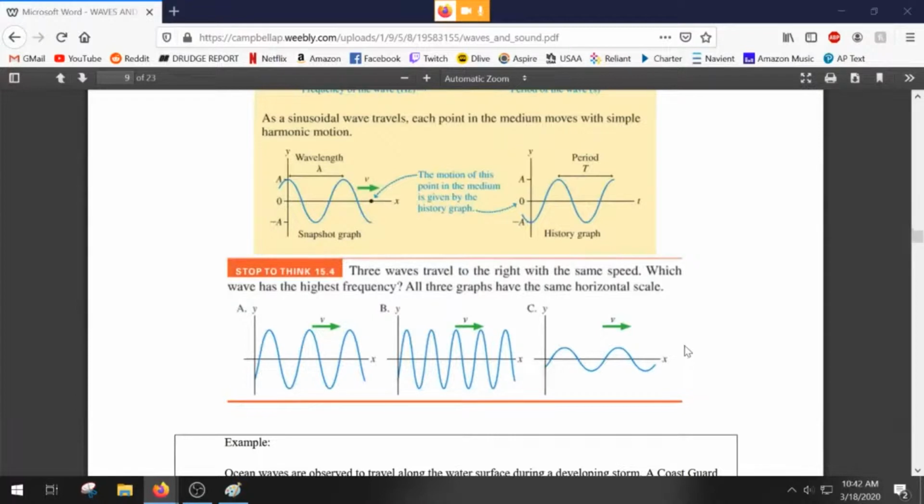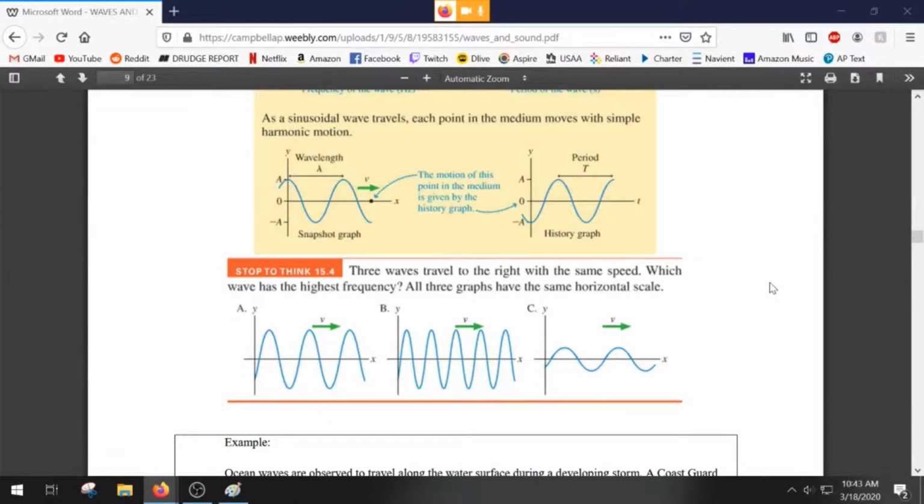And again, your frequency is how many times a cycle happens per second. So in this case, we're talking about how many complete waves occur in 1 second when we're talking about the frequency of a wave. So if we look at this example here, you've got 3 waves traveling to the right with the same speed. We want to know which wave has the highest frequency. They all have the same horizontal scale. So basically what the question here is asking is which one of these waves has the greatest number of cycles per second occurring?